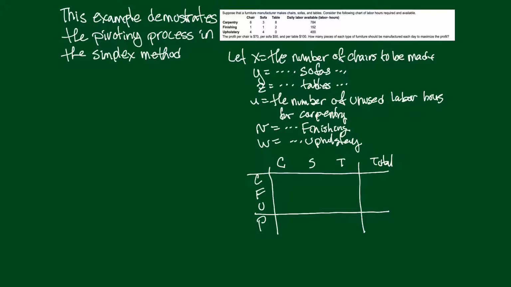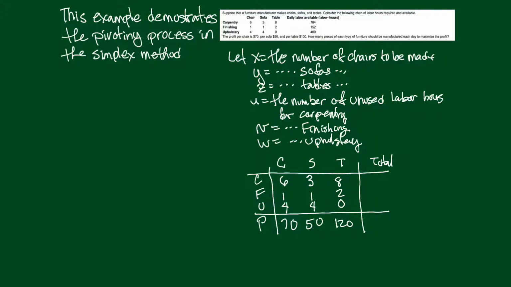Now we can almost get our linear program right from what we're given right here. Let's just go down the columns. It's almost set up for us here. So for chairs, for labor, we're going to have 6, 1, 4. And what was the profit on a chair? 70. For sofas, reading down that column, it is 3, 1, 4. And the profit on a sofa, $50. And for tables, it was 8, 2, 0, and $120 on tables.